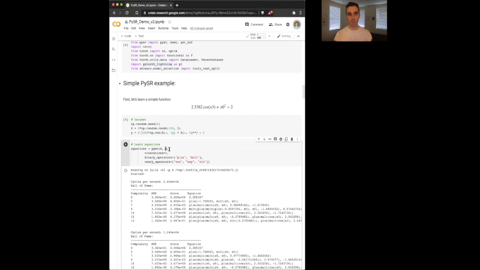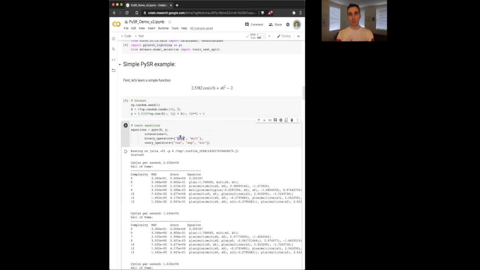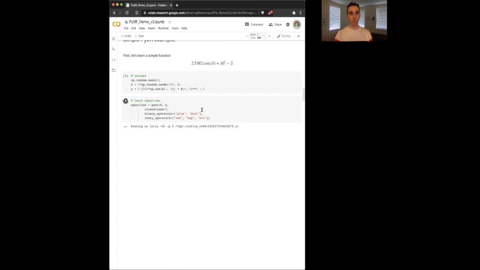This is where you define your operators. So we're saying, okay, you're allowed to add things, multiply things together, take cosines, exponents, sine. Those are the binary operators and unary operators, and this is basically the training time. So let's run that.